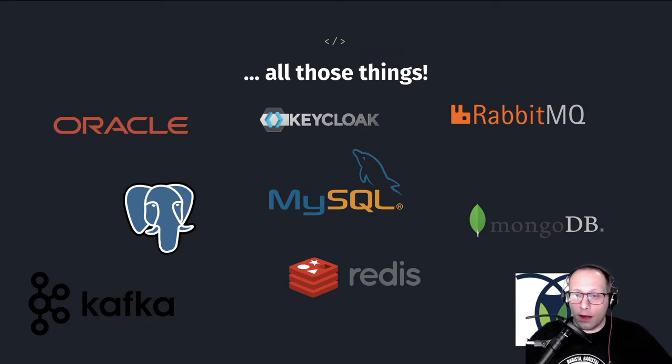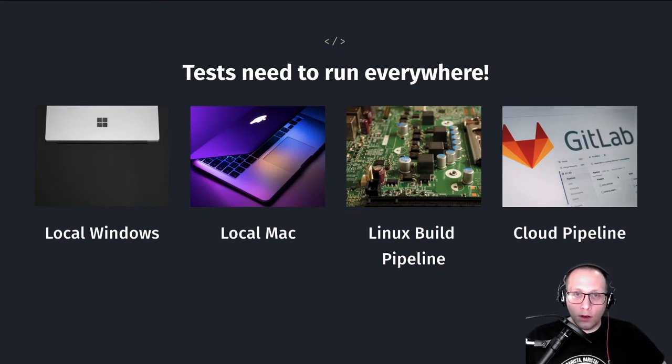And so wherever your integration tests run, you need access to those services. And where do your integration tests run? They run on the local Windows or local Mac or local Linux machines of your developers. They run maybe on your Linux build pipeline you have set up anywhere and maintain yourself. Or they're running in the cloud, GitLab, CircleCI, TravisCI, or GitHub Actions.